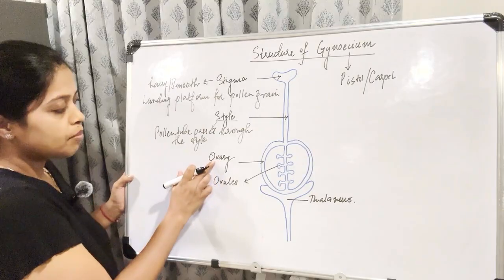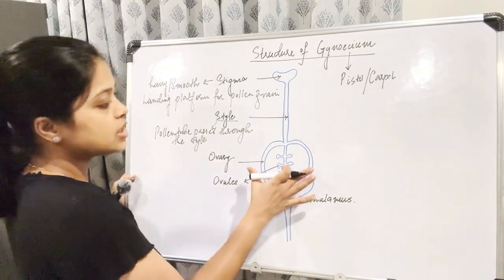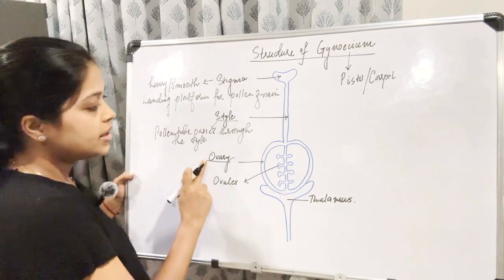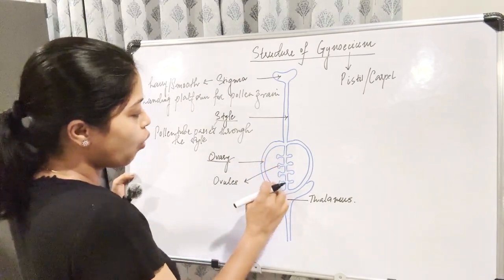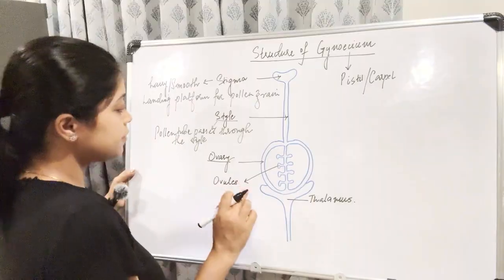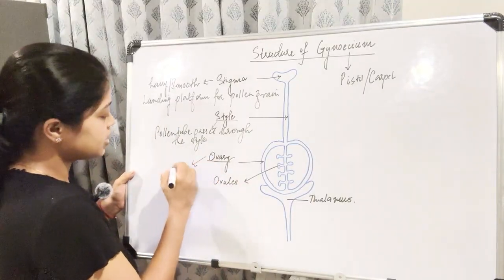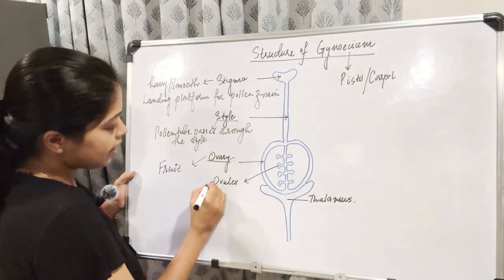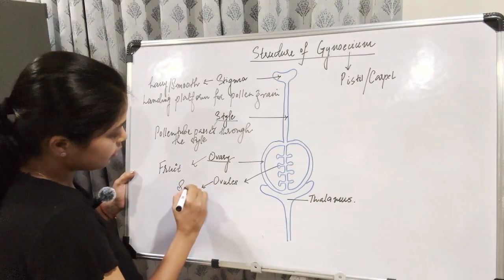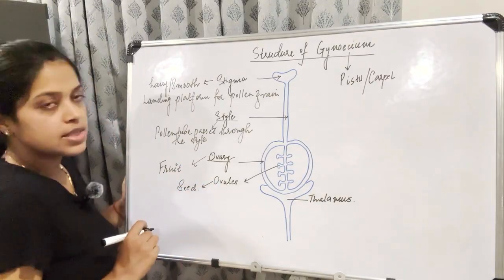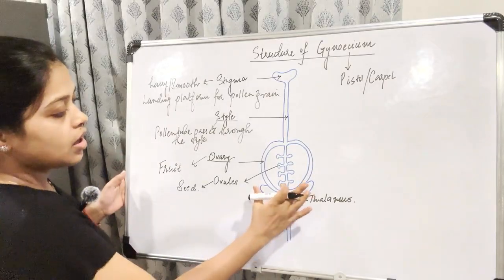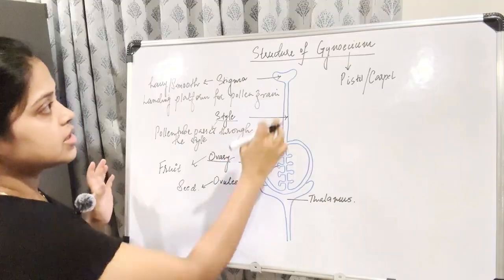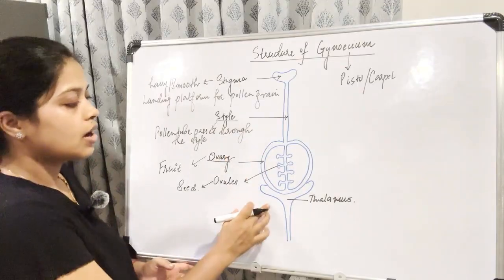Then the most important part, the basal swollen part, is called as the ovary. Inside the ovary, we have the ovules. So after fertilization, the ovary is transformed into the fruit and the ovules are transformed into the seed. And this is the base. Below it is the thalamus, and this is the complete structure of carpel.